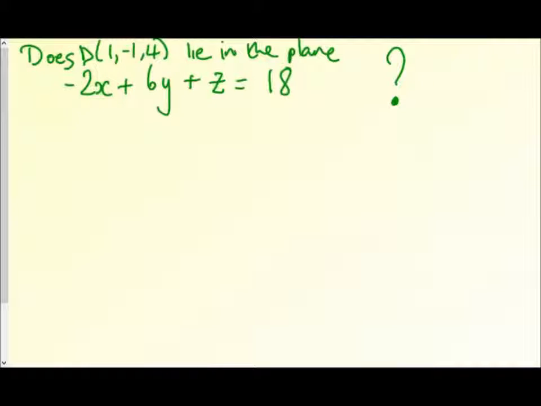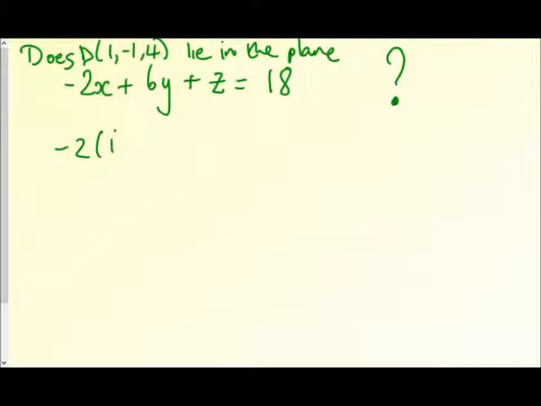So in other words, what we're going to try and work out is, does the point D, 1, minus 1, 4, lie on this plane? And this is a very simple thing to do. All you've got to do here is substitute the values in for X, Y and Z for that point and check that they equal the value. Because if they equal 18, that means it lies on the plane. If they don't equal that value, it doesn't lie on the plane.